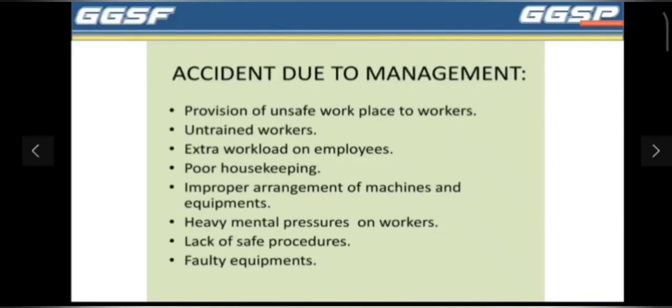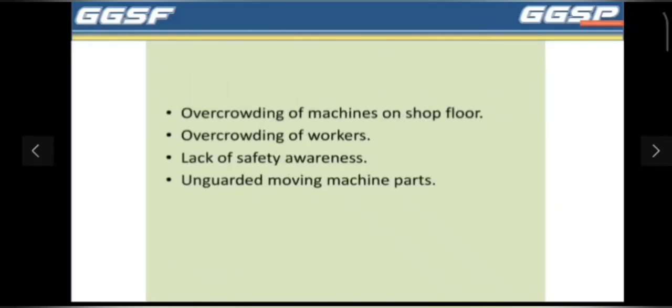Accident due to management: provision of unsafe workplace to worker, untrained worker, extra workload on employee, poor housekeeping, improper arrangement of machines and equipment, heavy mental pressure on workers, lack of safe procedures, faulty equipment, overcrowding of machines, overcrowding of workers, lack of safety awareness, unguarded moving machine parts.